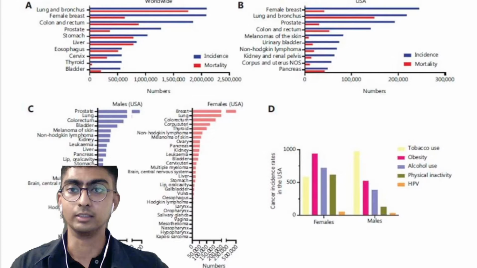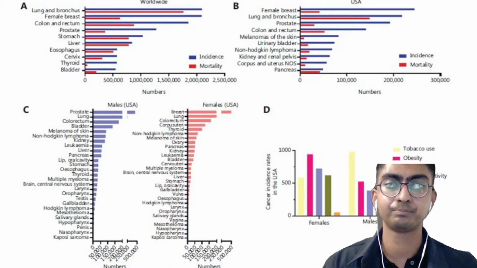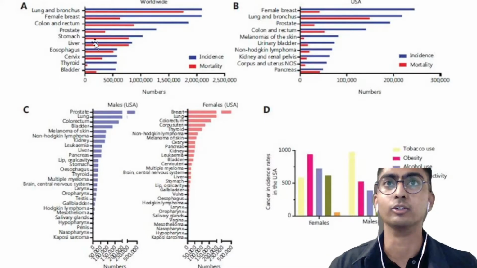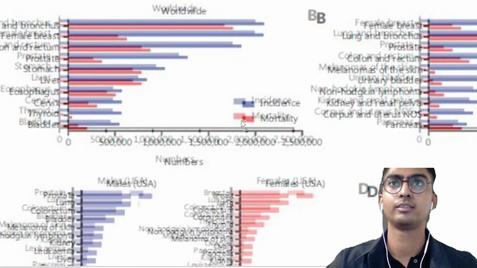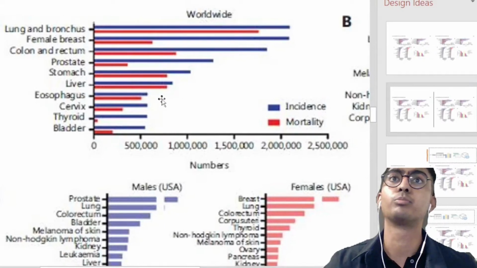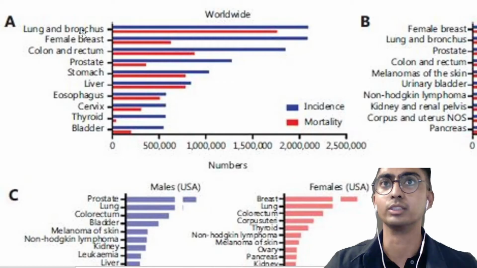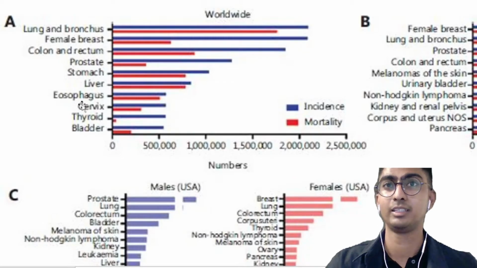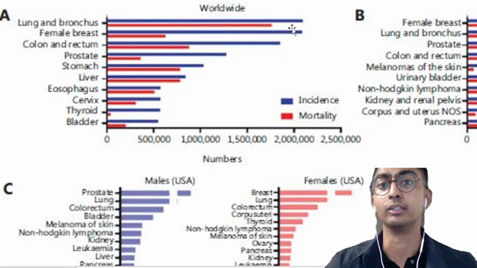So in this slide here, you can see some general stats that I got from the paper. We can take a look one by one. According to this paper, the most prominent forms of cancer are lung and bronchus cancer, female breast cancer, colon and rectum cancers, and then the rest are not as common. As you can see, it shows incidence rate and also mortality rate.